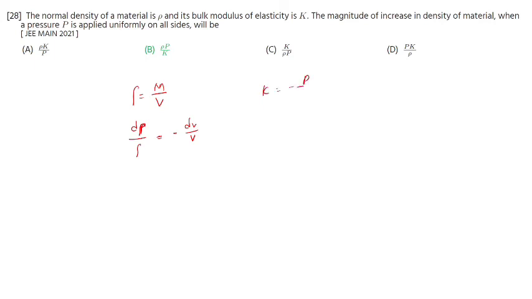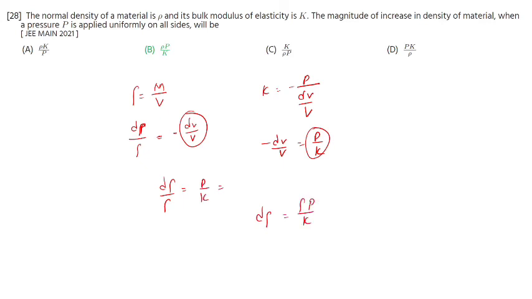Here the negative sign indicates that it is a decrease, but we know that the bulk modulus K is equal to minus P divided by dV by V, right? From this, minus dV by V is equal to P by K. So can we substitute this P by K value here? So d rho by rho is equal to P by K, and from this d rho will be rho into P divided by K.